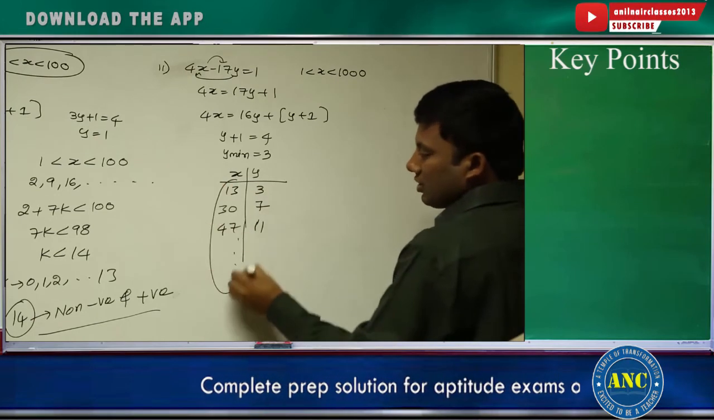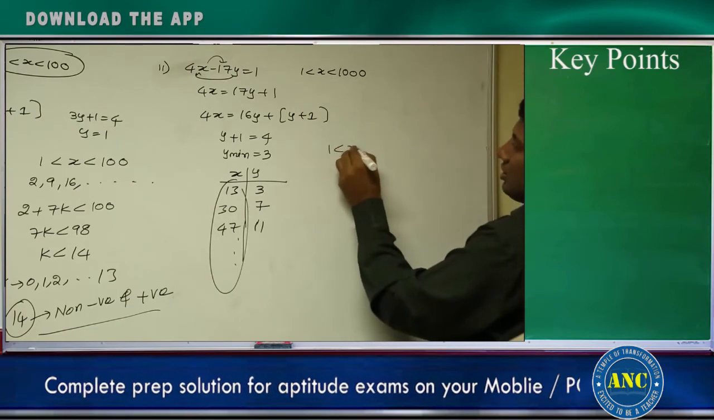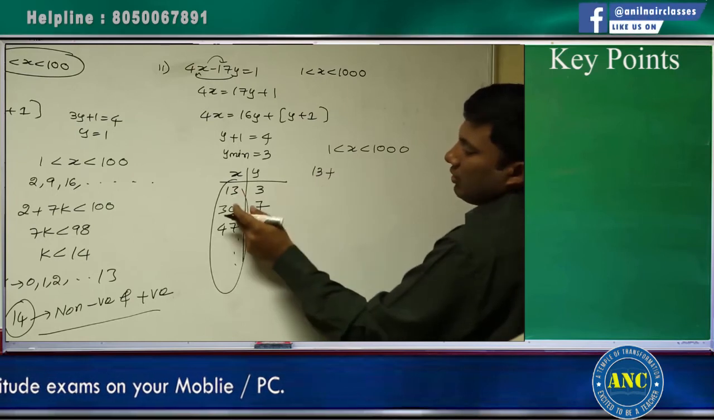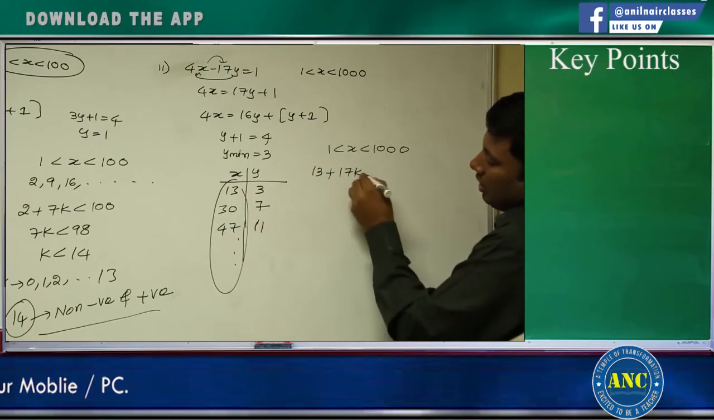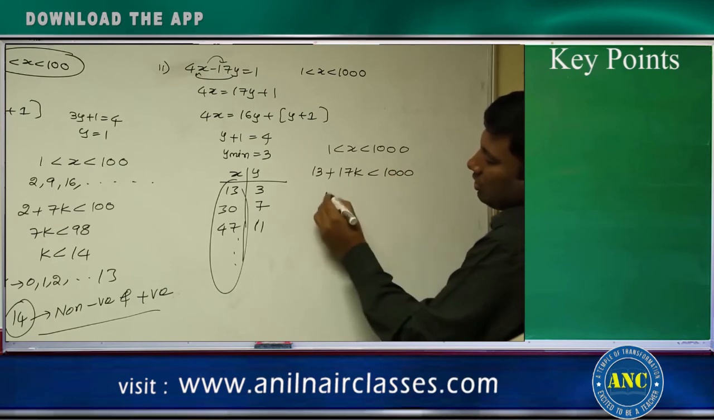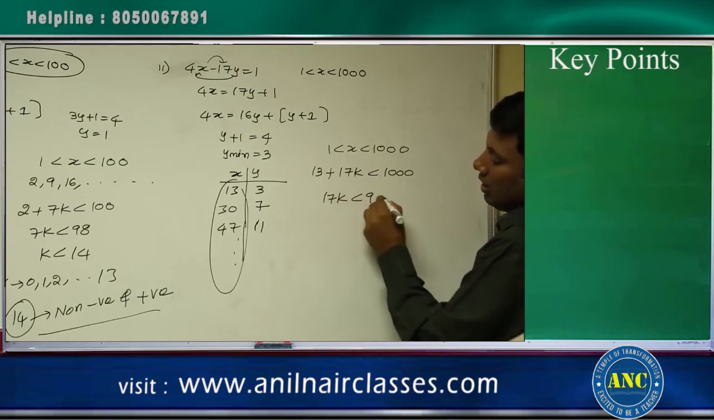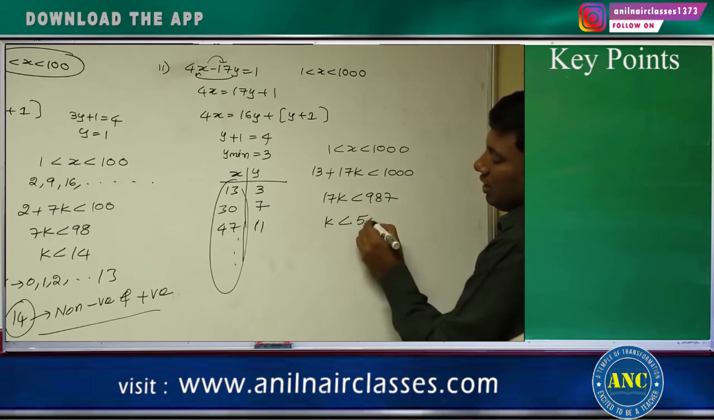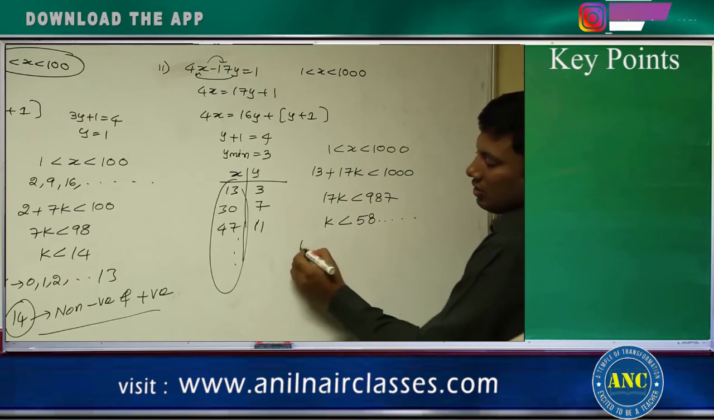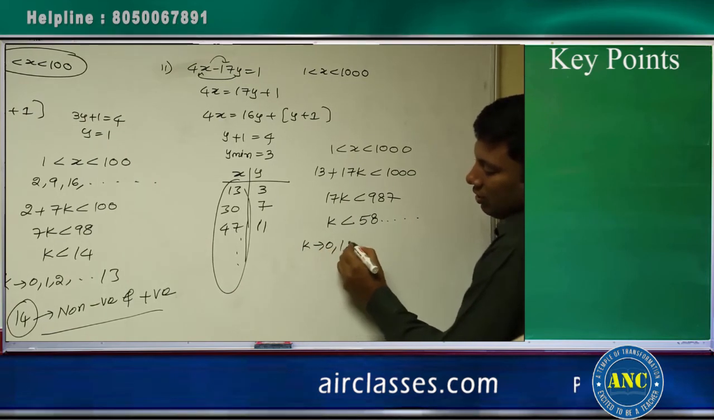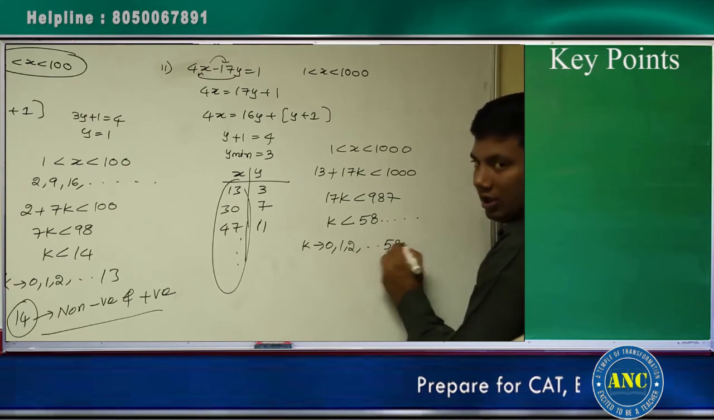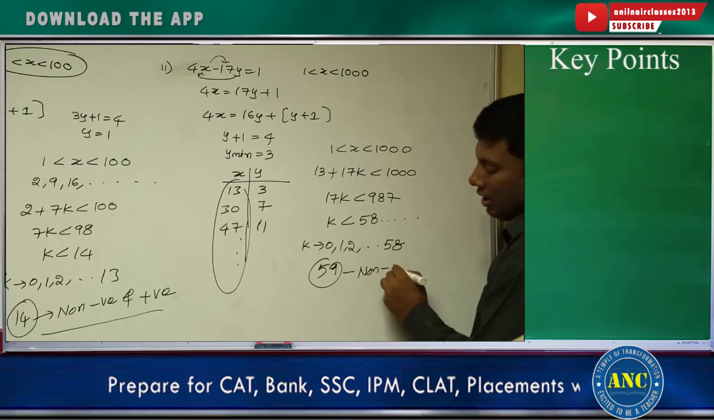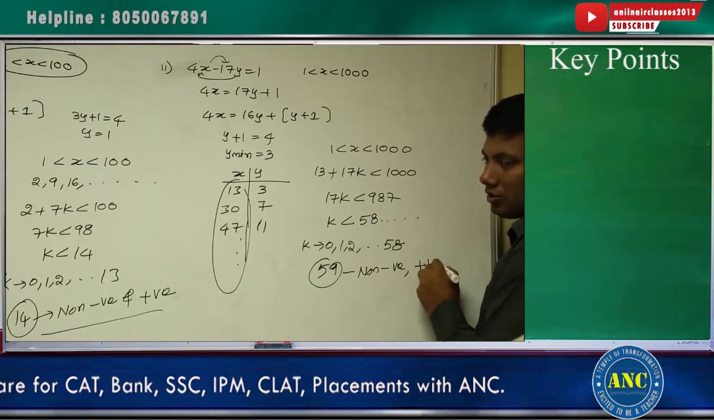What is the form of x? 1 less than x less than 1000. Value of x lowest is 13. Every time there is an increase of 17. So 13 plus 17k less than 1000, 17k less than 987, k less than 58 point something, since 17 times 58 is 986. So k will range from 0 to 58. That is 59 solutions, non-negative and positive. Idea clear?